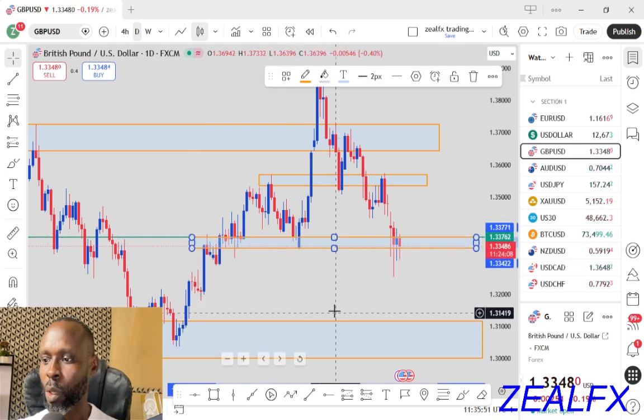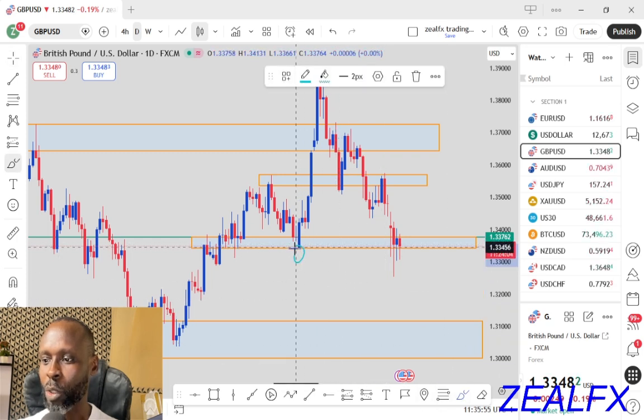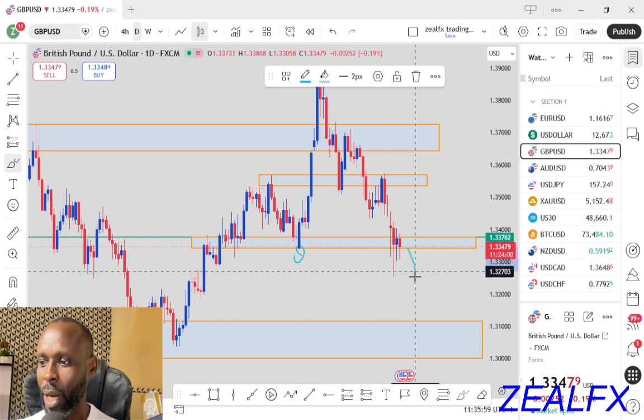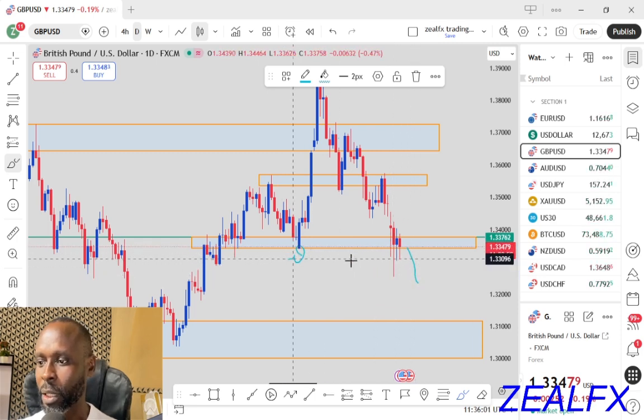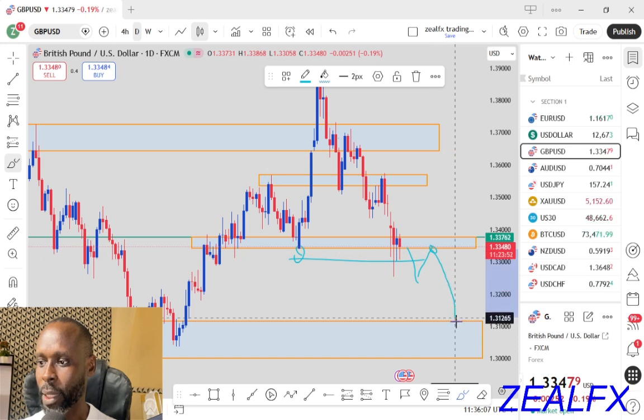Then we need price to clearly break below this major structure level. Once we have a clear break of this major structure level, we can start expecting price to retest this zone back. Then we can start looking for our selling opportunity to this next support level.